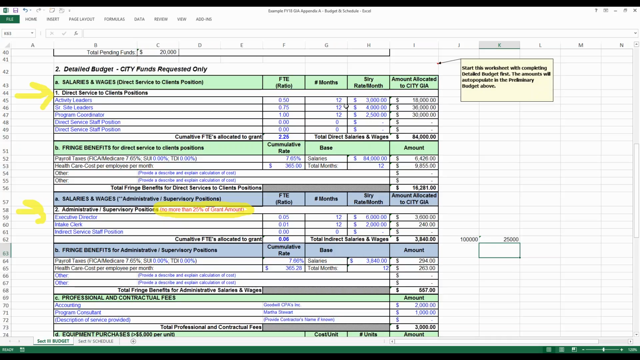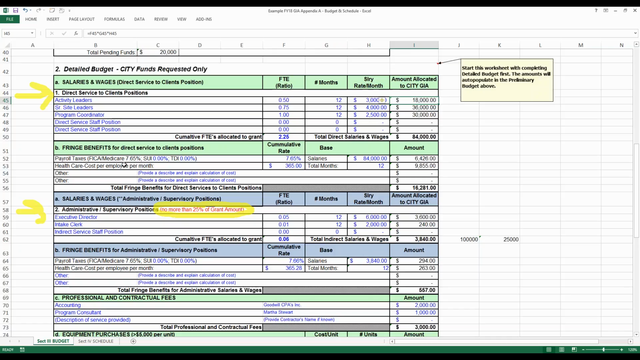For 12 months, the salary is allocated here in this column, salary rate per month. Please list the gross amount of the actual salary, and then the formula here, amount allocated to GIA, will calculate for you how much of the salaries for Grants in Aid.